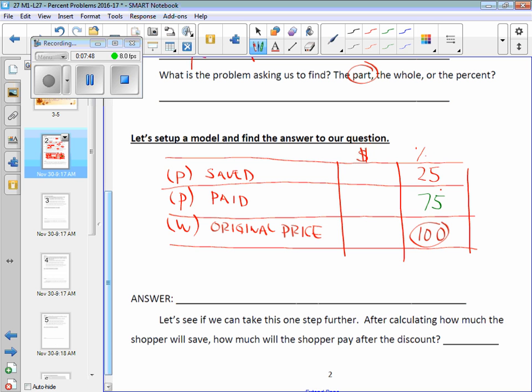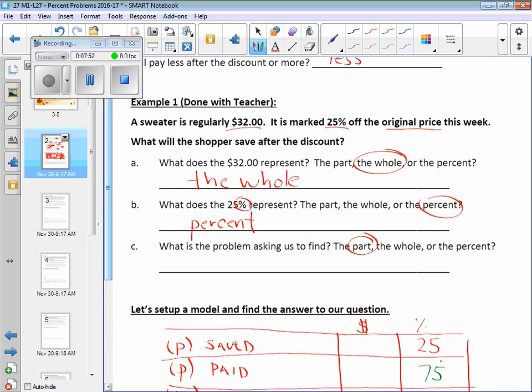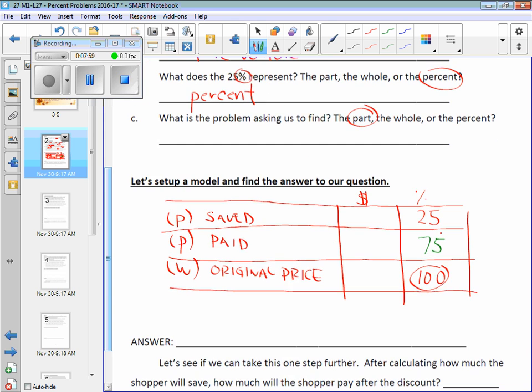Now let's take a look at the money. A sweater is regularly priced $32. So that 32 has to go in the money column, but which of those three? Original price. That's the whole amount, right? Before you take off the discount. So how much was it? 32, right? 32 goes here.